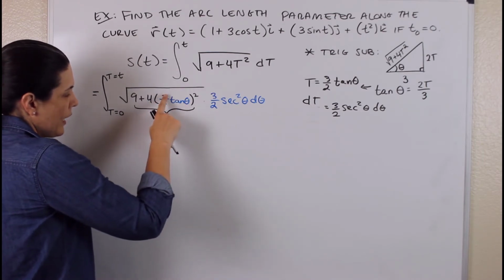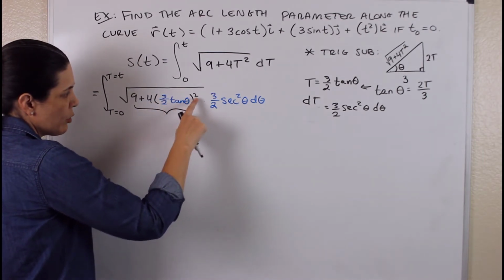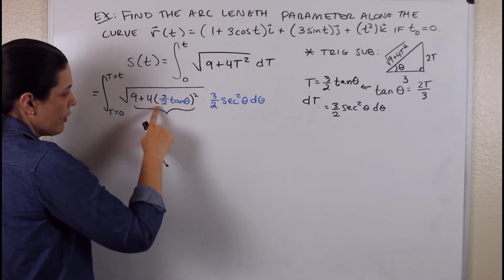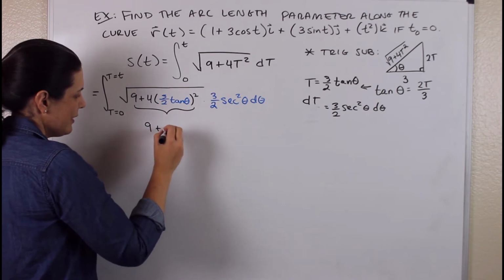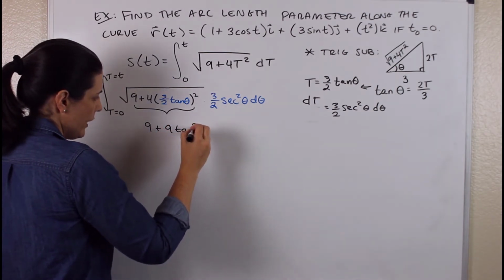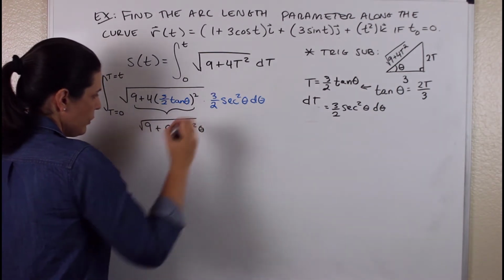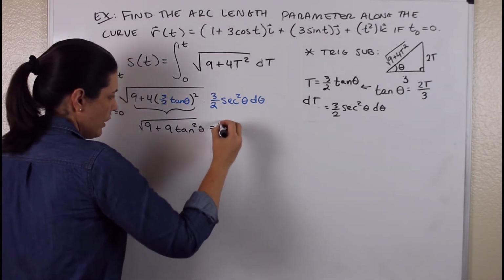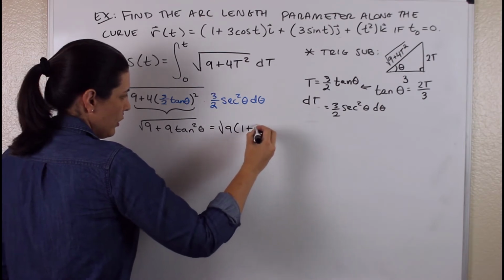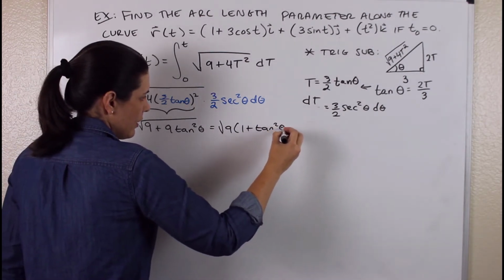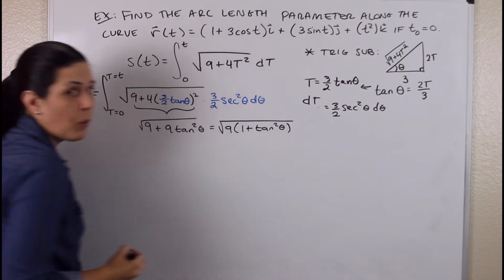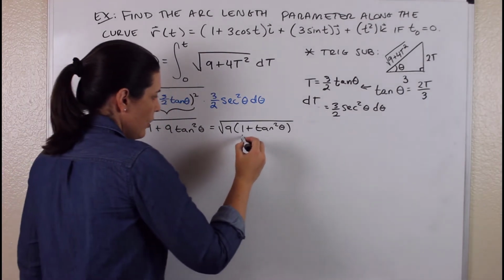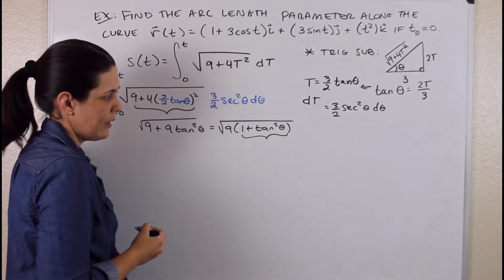This is going to be 9 over 4 tangent squared when I square this. So the 4 on top and bottom are going to divide out. So we just have 9 plus 9 tangent squared theta inside of our square root, which then if we factor out the 9, that's going to be 9 times 1 plus tangent squared theta. And again, you kind of ask yourself, why did I even use this substitution in the first place? Because now, here's why. You can actually rewrite this.